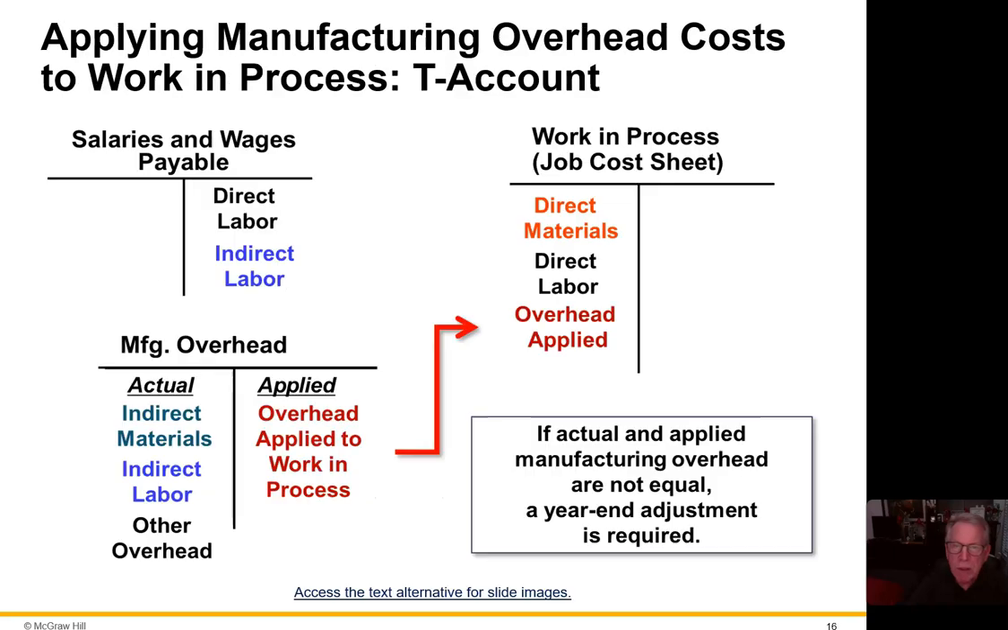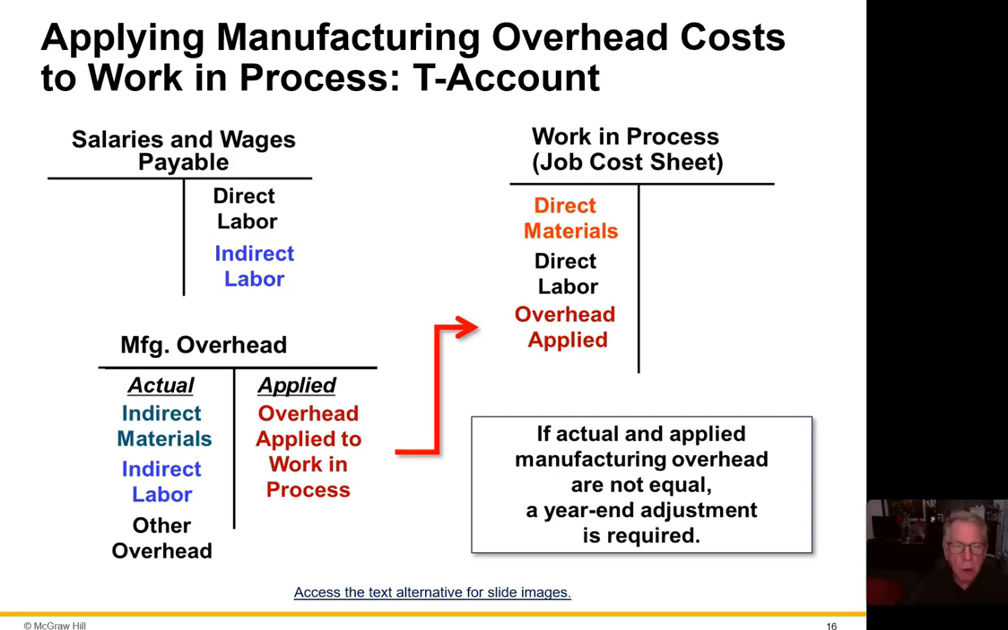All right, so now we've got all these costs in manufacturing overhead, and we're going to apply that overhead to jobs based on that predetermined overhead rate. So if actual and applied overhead are not equal, a year-end or month-end adjustment is required to bring to zero out this manufacturing overhead, as I explained in Chapter 2.